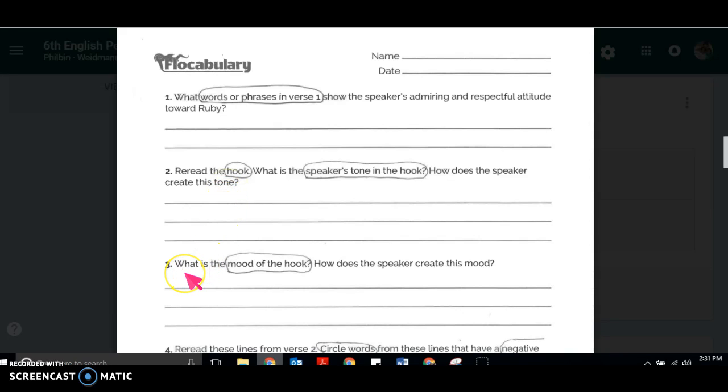Question number 3. What is the mood of the hook? Again, go back to the hook, reread it, and answer question number 3. What is the mood of the hook? How does the speaker create this mood?